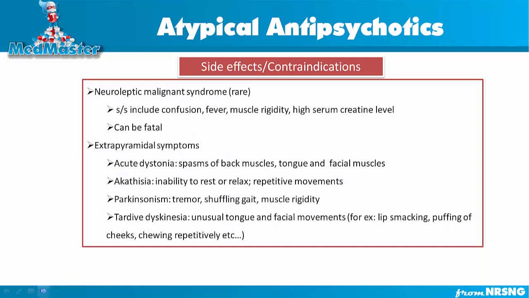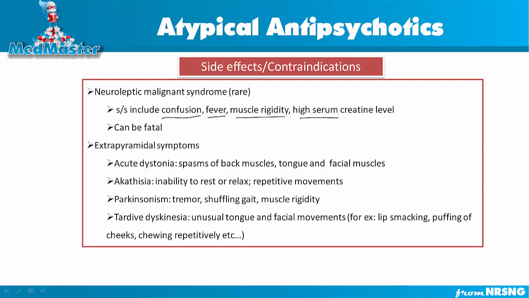Let's take a look. Neuroleptic malignant syndrome is really rare in this particular class of drugs, atypical antipsychotics. You'll see it more in conventional antipsychotics, but still we need to know these are really severe side effects. Neuroleptic malignant syndrome signs and symptoms are confusion, fever, muscle rigidity, and high serum creatinine level, and this one could be really fatal. So you need to teach patients who are on this medication, if they see these side effects, to call their doctor immediately. There are some extrapyramidal symptoms as well.